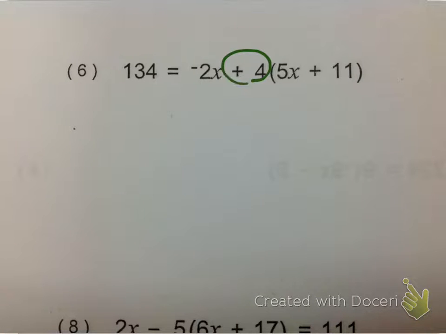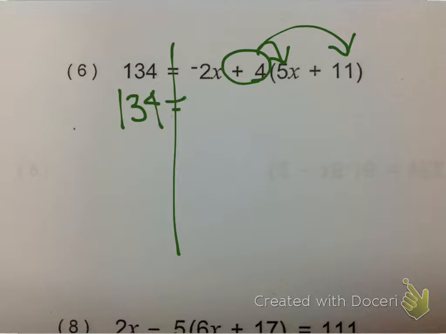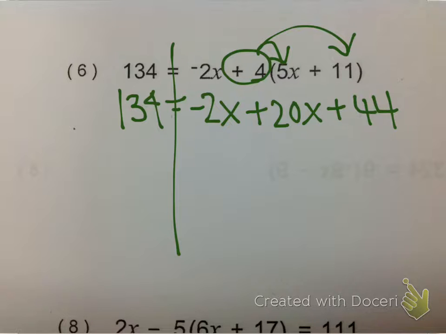Again, distribute. That goes first here. Anytime you've got the number outside of the parentheses with adding or subtracting, because you can only distribute over adding and subtracting. Bring down negative 2x. 4 times 5 is, in this case, positive 20. 4 times 11 is 44. Positive 44. Combine like terms. Negative 2 and positive 20 is positive 18. Bring down 44.